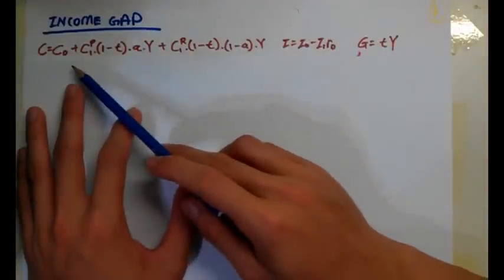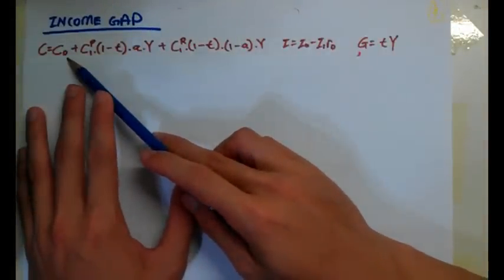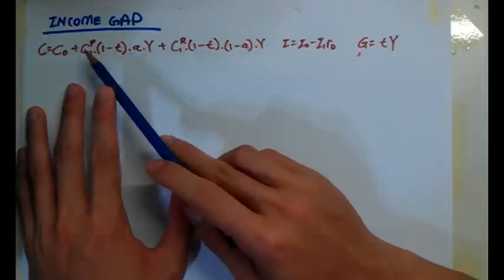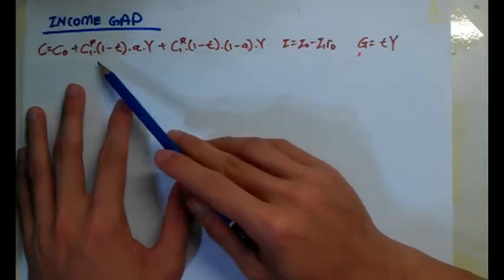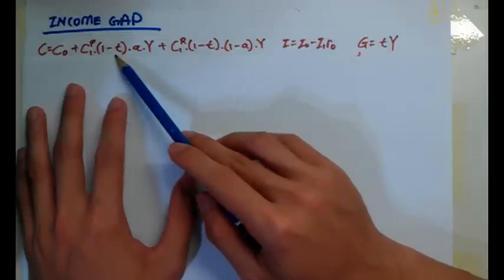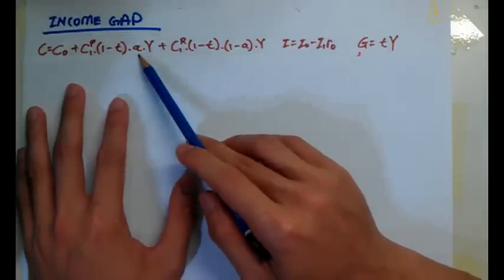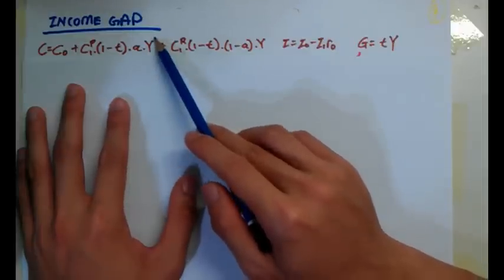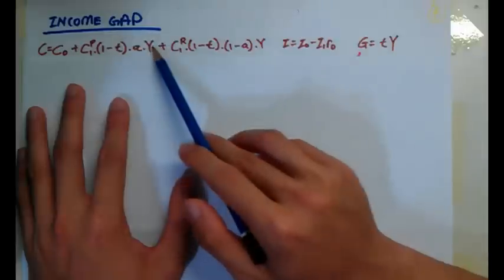So my C equation is going to be like this: C0 plus C1P. So C1P is my marginal propensity to consume for the poor people. And this lump sum taxes are proportional taxes, and the poor people earn alpha amount of the economy's income. So this is for the poor people.